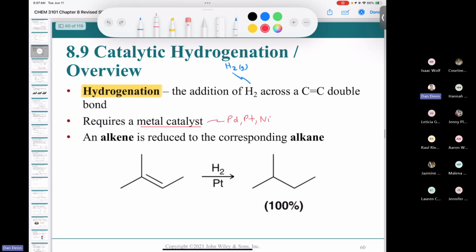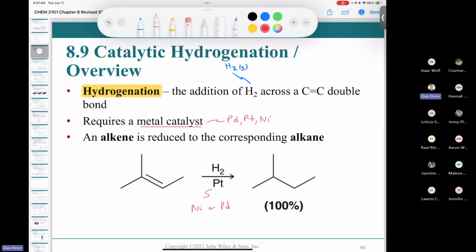2-methyl-2-butene. If you wanted to convert that to 2-methyl-butane, you would use hydrogen, right? Hydrogen gas, and you could use platinum as your metal. If somebody else had written nickel or palladium, that would be perfectly acceptable. And you can see that this reaction works really well because we get a 100% yield. Okay, so a high yielding reaction.